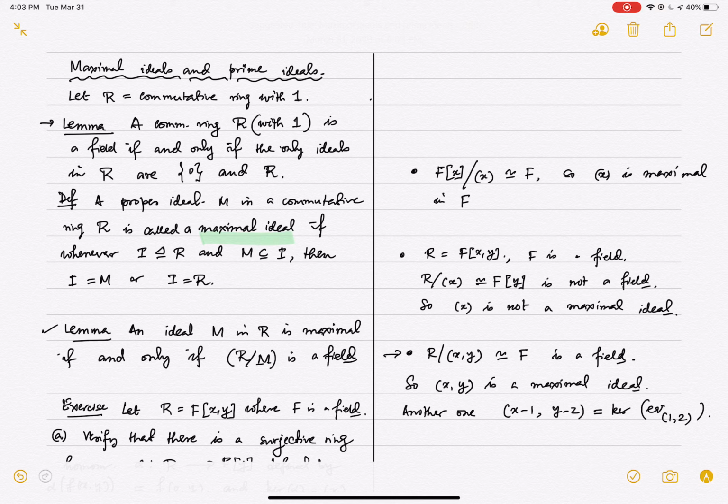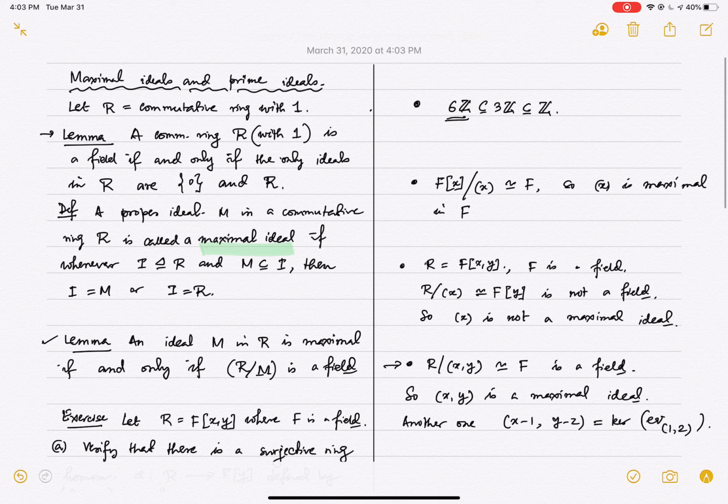Maybe even before that we should look at Z. So here are some ideals in Z. This one, 6Z, is not maximal. Well, you can say it in two ways. One way would be to note that here is a strictly bigger ideal. Multiples of 3 is a strictly bigger set than multiples of 6. So there is a strictly bigger ideal between 6Z and Z, so 6Z is not maximal. Or you could say that if you take Z mod 6Z, that's not a field.